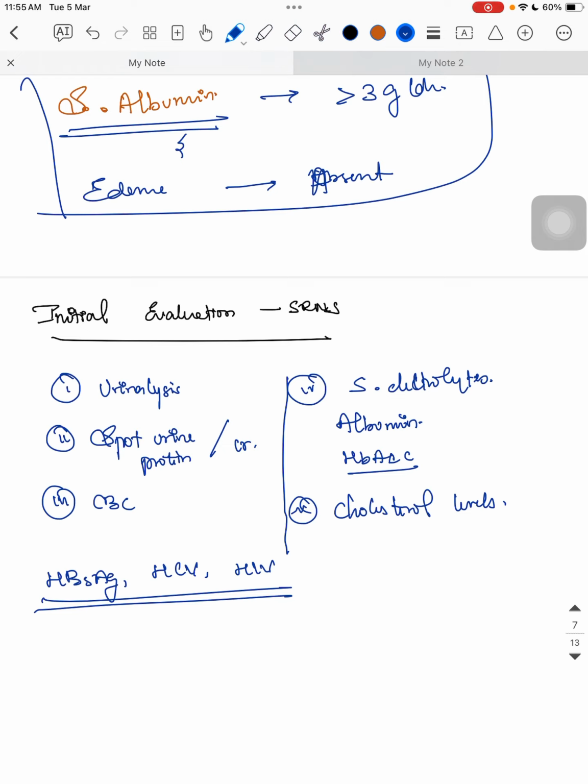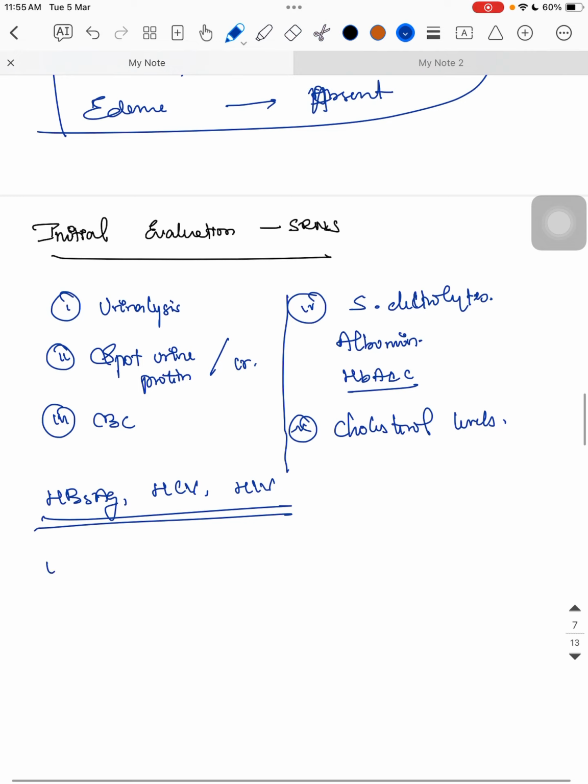Your viral markers are being tested because when you start steroid resistant nephrotic syndrome treatment, next you will go for calcineurin inhibitors. So before starting calcineurin inhibitors, you have to look for these viral markers, because after calcineurin inhibitors you might also start rituximab and all. So rituximab can stimulate the HBsAg. The child can also become HBsAg positive after being given treatment with rituximab. So before that you have to check for these viral markers.